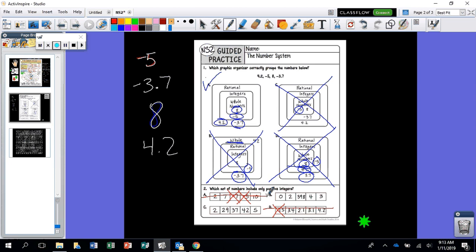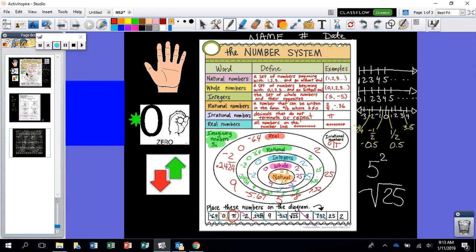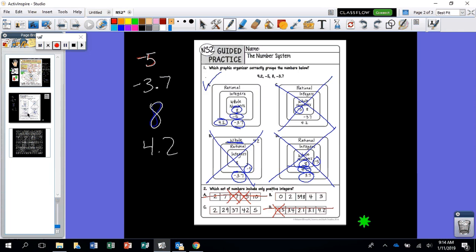The next thing that we have to say is that it's an integer. Okay, well, integers include everything, according to our notes, opposites and 0 and all of our natural numbers. So all those numbers are definitely integers, but here's the question.